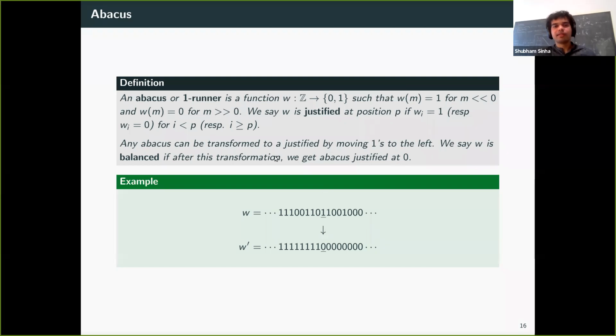We say an abacus is balanced if, when you slide all the ones to your left, thinking of sliding as swapping a 0 and a 1 next to each other, you get a justified abacus, but the justification is at 0. So it's basically the equal number. If you take a large enough region from minus m plus 1 to m, you'll get an equal number of ones and zeros. That's where the word balanced comes from.